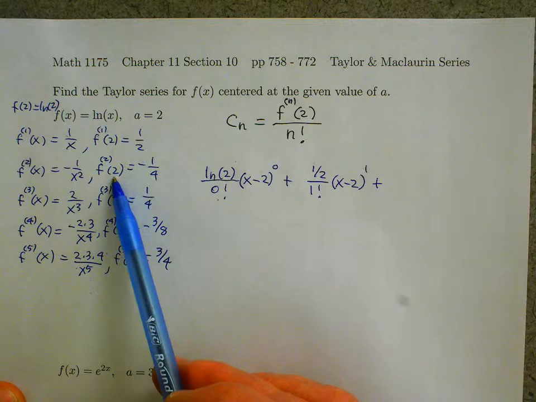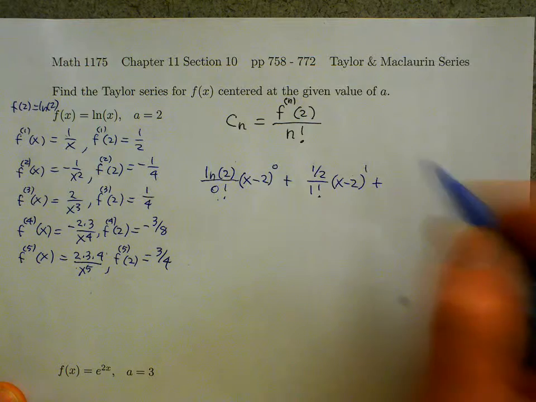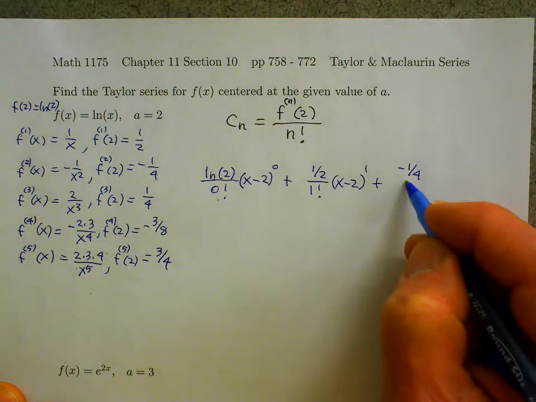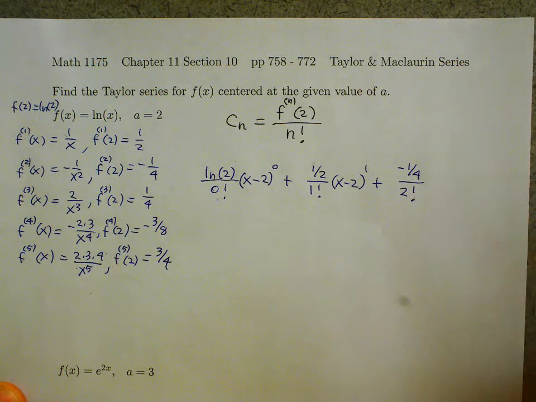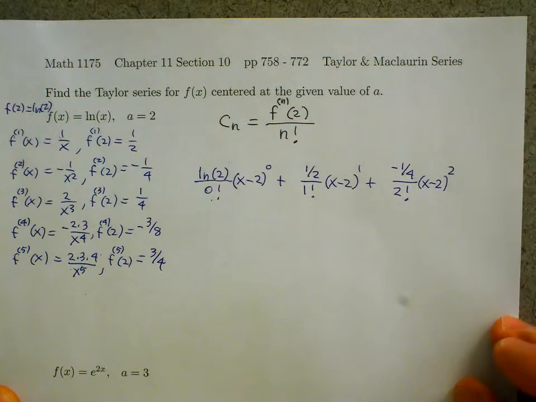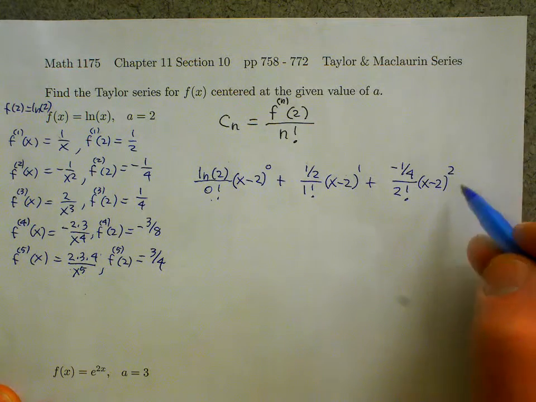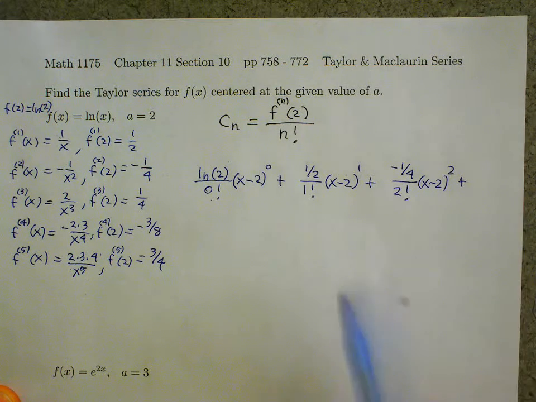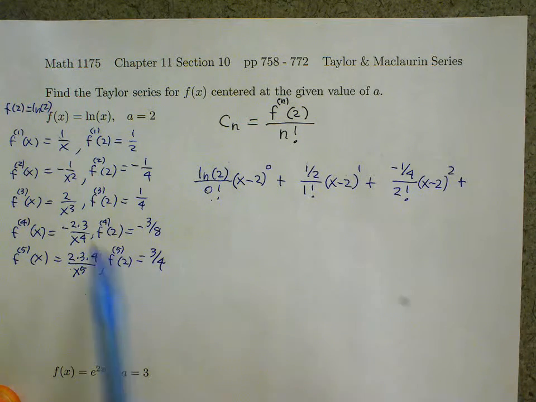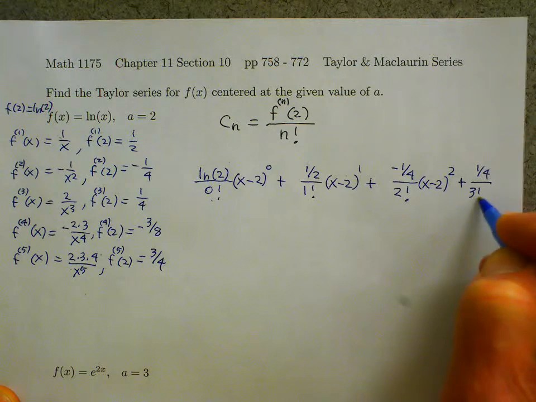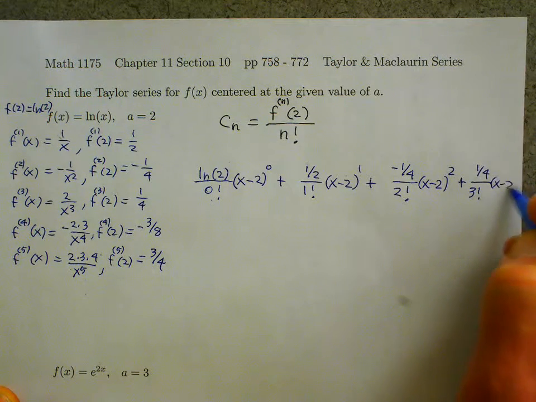So the second derivative evaluated at 2 is negative 1/4. So negative 1/4 divided by 2 factorial times x minus 2 to the second. Let's squeeze in one more up here. So the next term, the third derivative evaluated at 2 is 1/4 divided by 3 factorial times x minus 2 to the third.